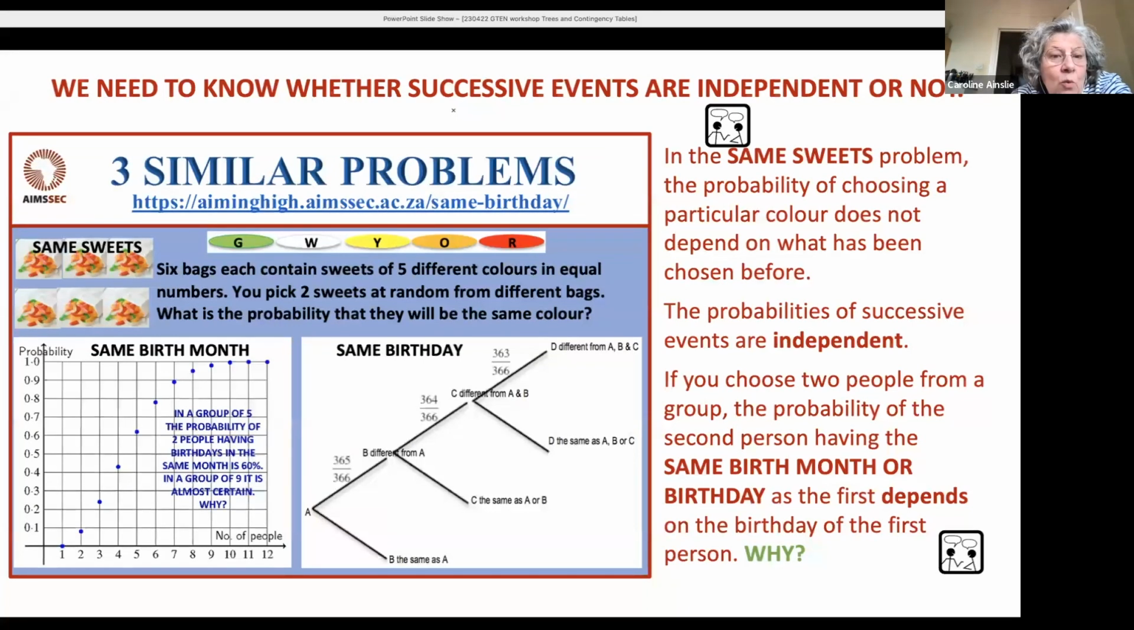So the question is, why? That's what we want to answer in the chat. One word, why? Why does the first depend on the birthday of the first person? Let's look at each scenario first and then critically think what could be the reason that you find 2 sweets of the same color, 2 people chosen from a group of people who were born in the same month, 2 people chosen from a group of people who were born on the same day.